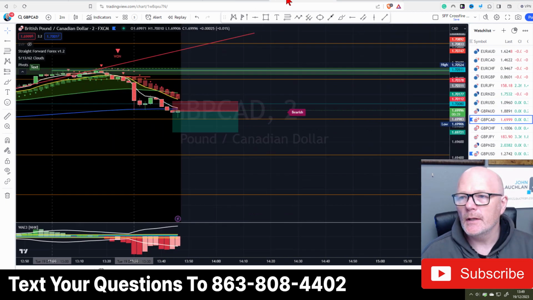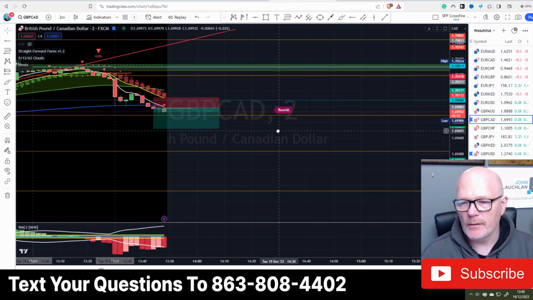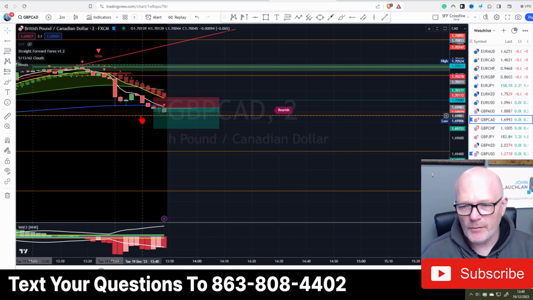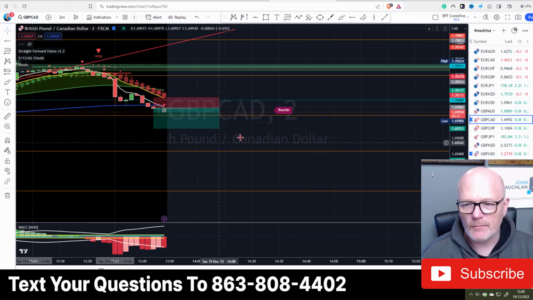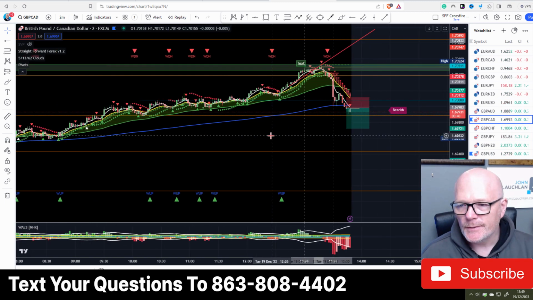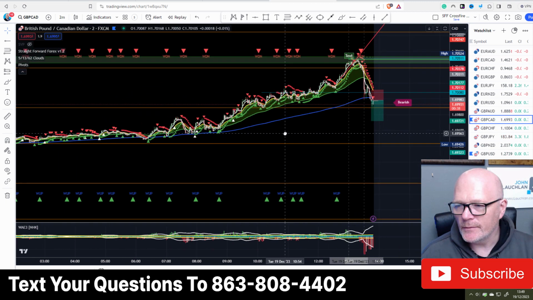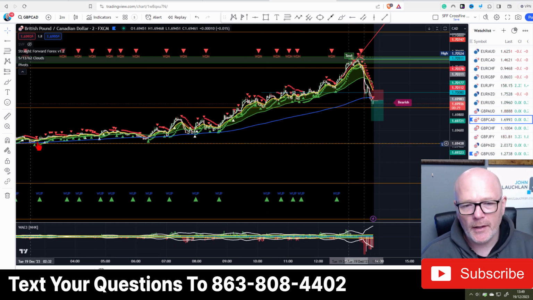Right, what have we got now? GBP CAD, what's that doing? It's still going to the downside, but it'll be interesting to see what price does at this pivot line, whether it bounces or breaks. If we look at previous price action, it could well go down to this pivot line. It could even continue down to this pivot line to create a double low.